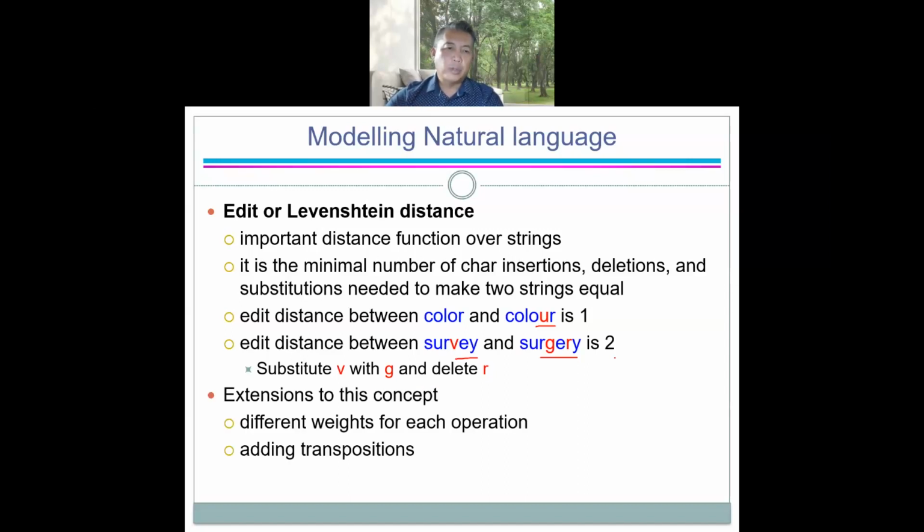As an extension to this concept, a different weight for each operation can be used. So for example, for this one, insertion, deletion, substitution, they all have equal weightage, for example 1, 1, 1. But we could also have weightage where we say this is half, and this is 2. So meaning that for this one, if you substitute, it will be 2 plus 1 half, because we have half here and then 2 here. So it will become 2.5.